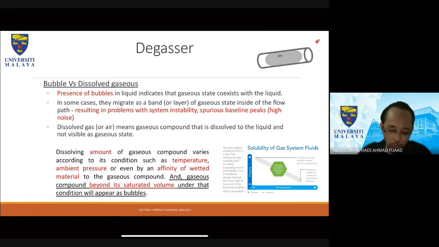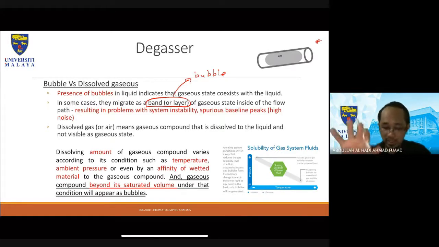So let's read through. Presence of bubbles in liquid indicates that a gaseous state coexists in the liquid. In some cases, they might migrate as a band or a layer of gas state inside the flow path. A band or layer means that it forms a bubble. Originally you don't see anything, but now it forms a bubble. So why can this happen? We will look at it. There's a graph on the bottom right corner, and that's one of the reasons. It results in problems with system instability, spurious baseline peaks, baseline noise, and so on and so forth.